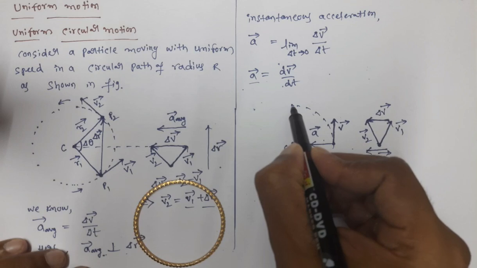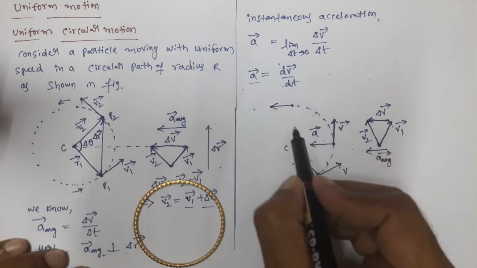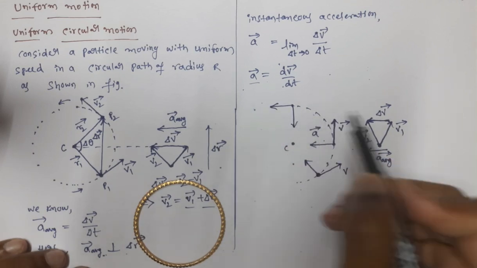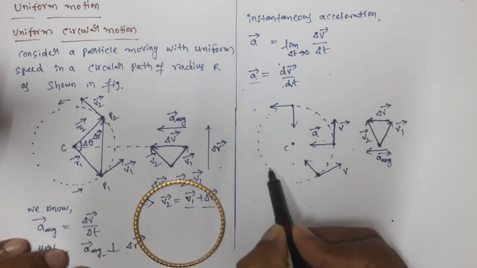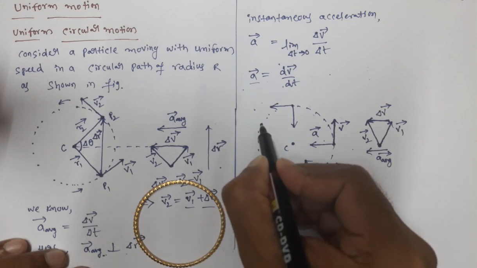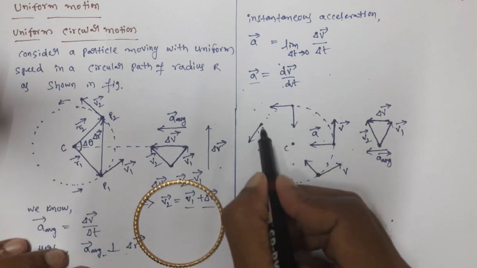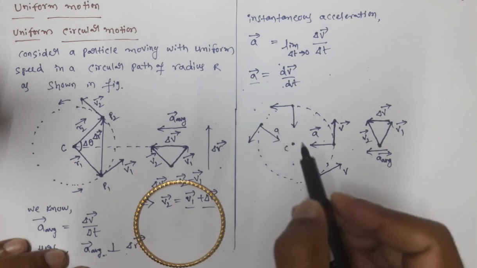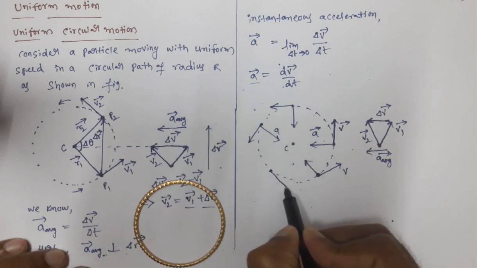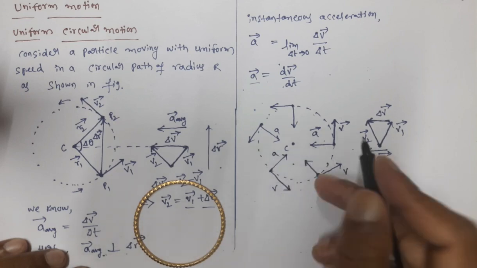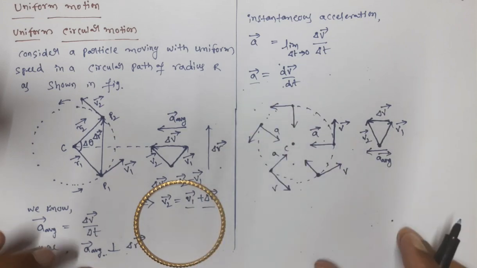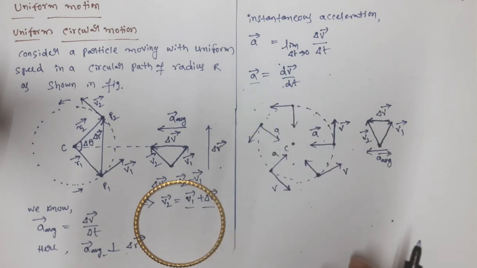And here if the particle is here, instantaneous velocity vector points this way tangent to the path, and the acceleration vector points toward the center. So if it is a complete circular path, at each and every position the velocity will be tangent to the path and the acceleration will be towards the center. So at each and every position acceleration always points toward the center. So that's why this acceleration is called centripetal acceleration. It is also called radial acceleration.